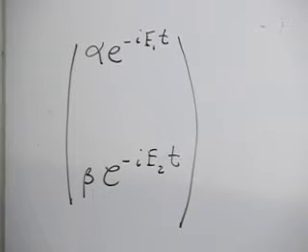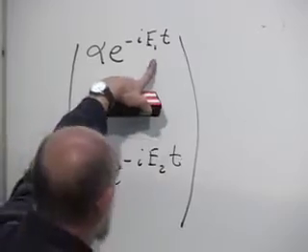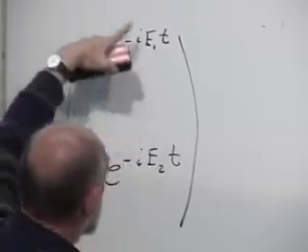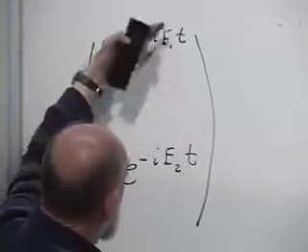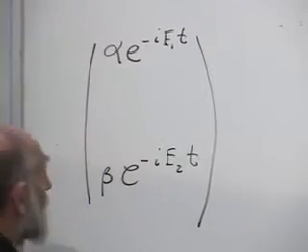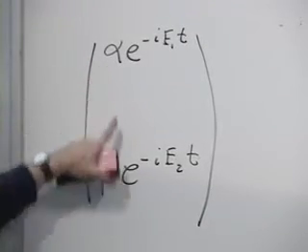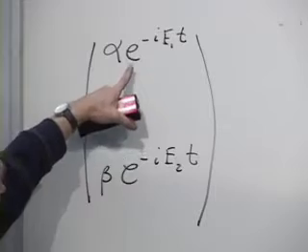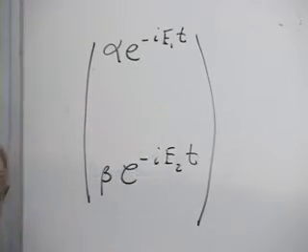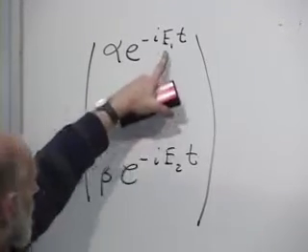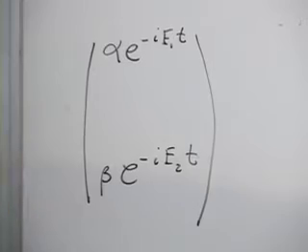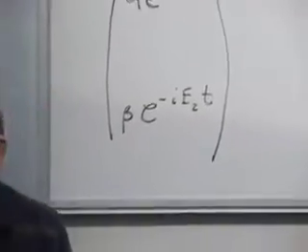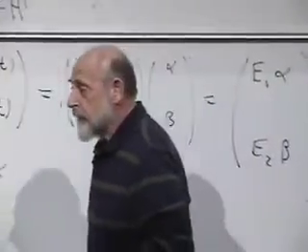All right, so we see what the energies correspond to. They correspond to phases, to oscillations in the entries here, but different oscillations for the two entries. Different oscillations, one with E1 and one with E2. That's the state of the system after a time t.